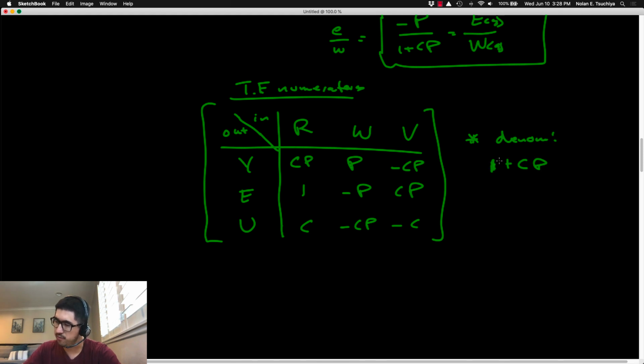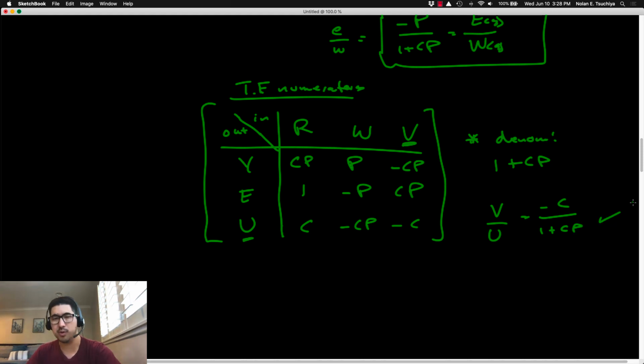Okay, so the way to read this matrix is if I want to know, say, the transfer function from V to U, it's as easy as referring to this table and grabbing the numerator, which is minus C, over 1 plus CP. Okay, and so there's no block diagram algebra you'd have to do to derive that. So that's how you would read this table. Now, there's always a catch when you try and simplify things, right? So this table only applies for unity feedback. Right? It only applies for the one block diagram that we've been talking about so far.